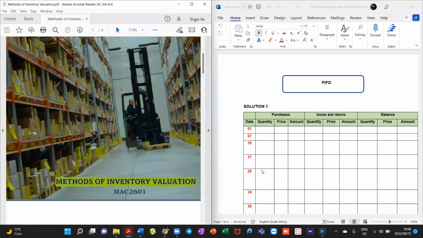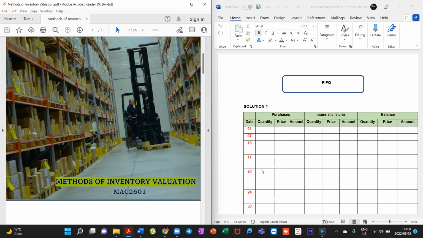All right. So this is done by the business that keeps the stock. Because there's too much movement of stock, these inventory valuation methods are very necessary to be applied.